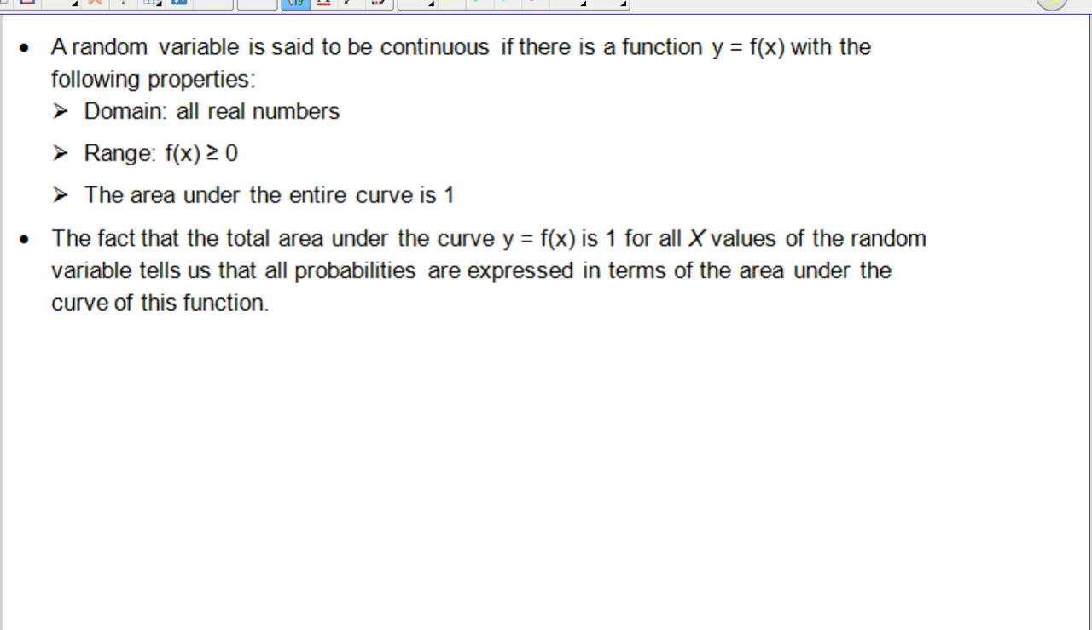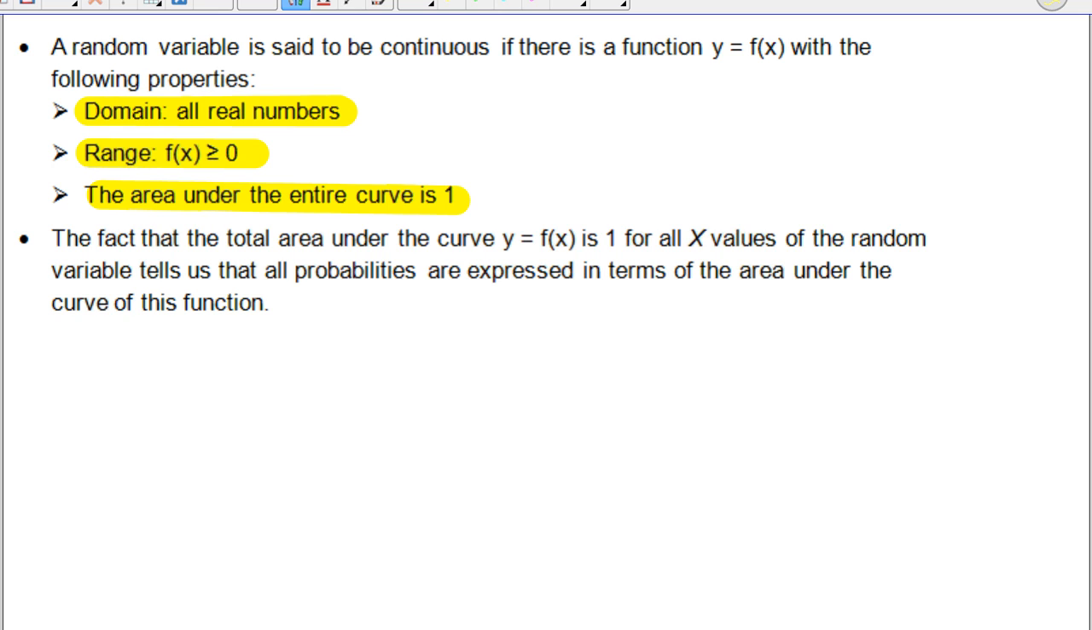Okay, so now that we have an idea of what's happening here, let's try and define this in a different way. A random variable is said to be continuous if there is a function y = f(x) with the following properties. First of all, the domain is all real numbers. The range is such that the function is above the x-axis, f(x) is greater than or equal to 0. And the area under the curve is 1.